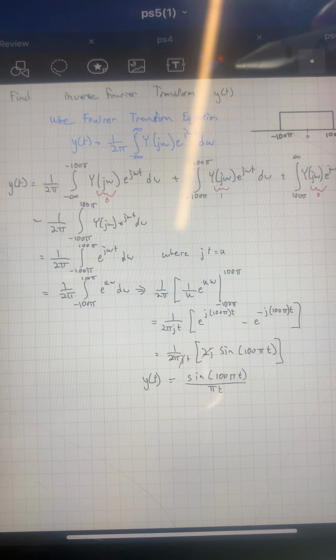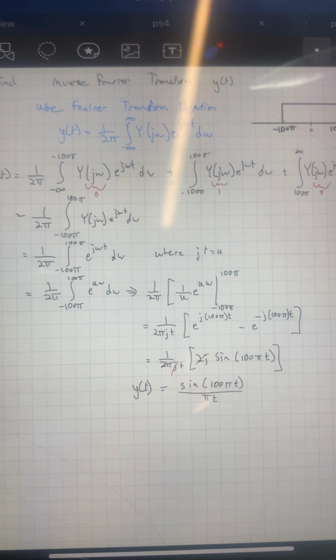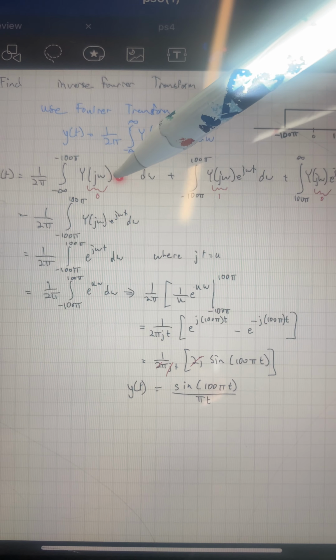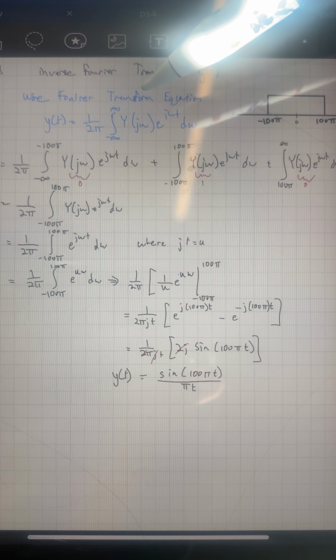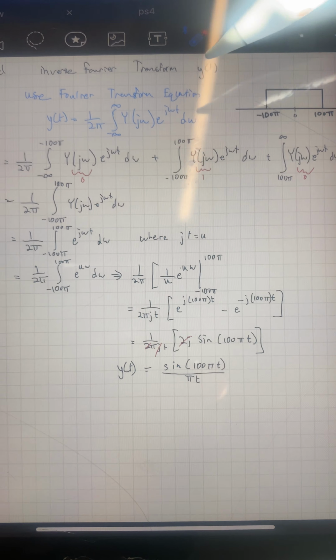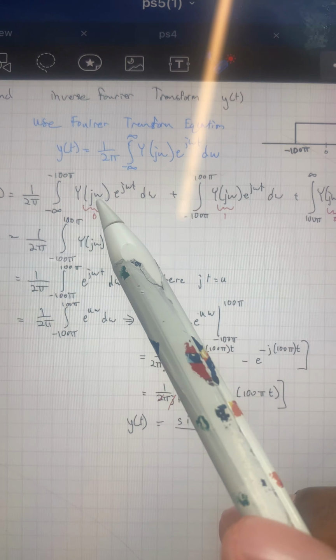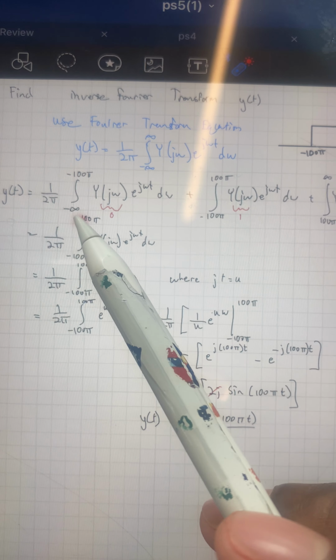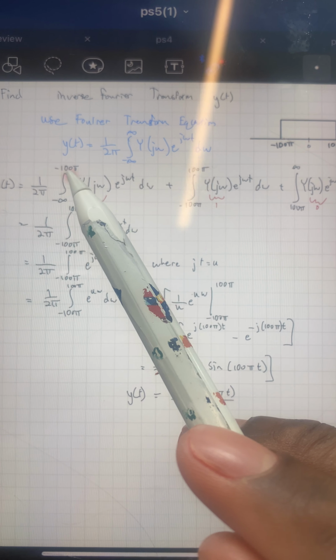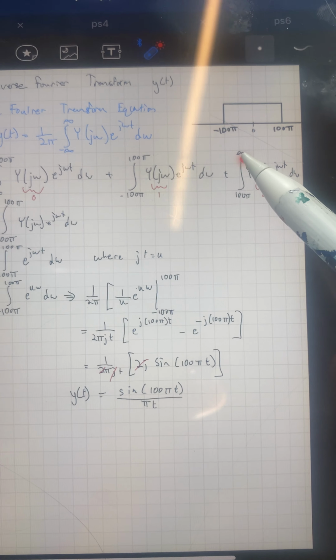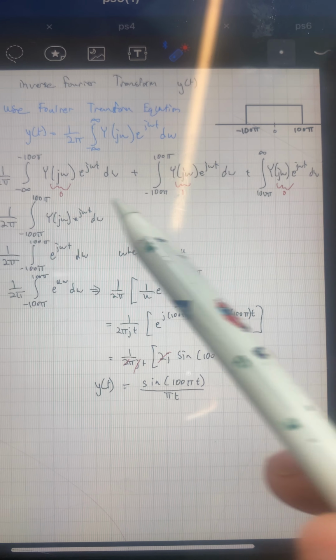For the inverse Fourier transform, we're essentially going to be doing the same thing, where we're going to be plugging in our Y of j omega and evaluating it from negative infinity to infinity. As you can see, Y of j omega is 0 from negative infinity to minus 100 pi, and from 100 pi to positive infinity. So that's why we have 0 right here.